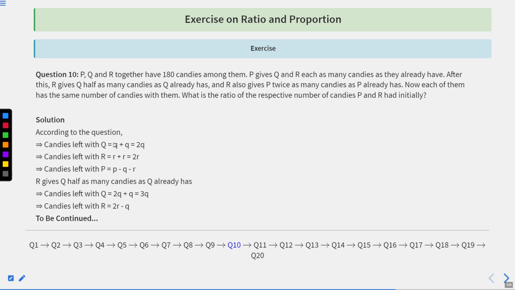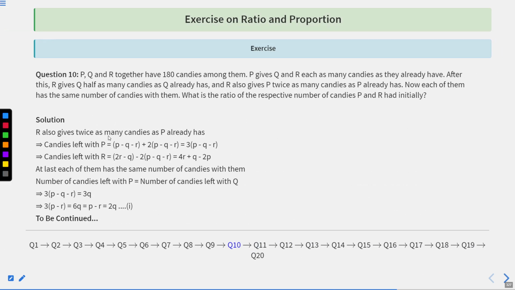So according to the question, candies left with Q will be Q plus Q, that is 2Q. Candies left with R will be 2R. Candies left with P will be P minus Q minus R. Then R gives Q half as many candies as Q already has. So candies left with Q will be 3Q. The candies left with R will be 2R minus Q.